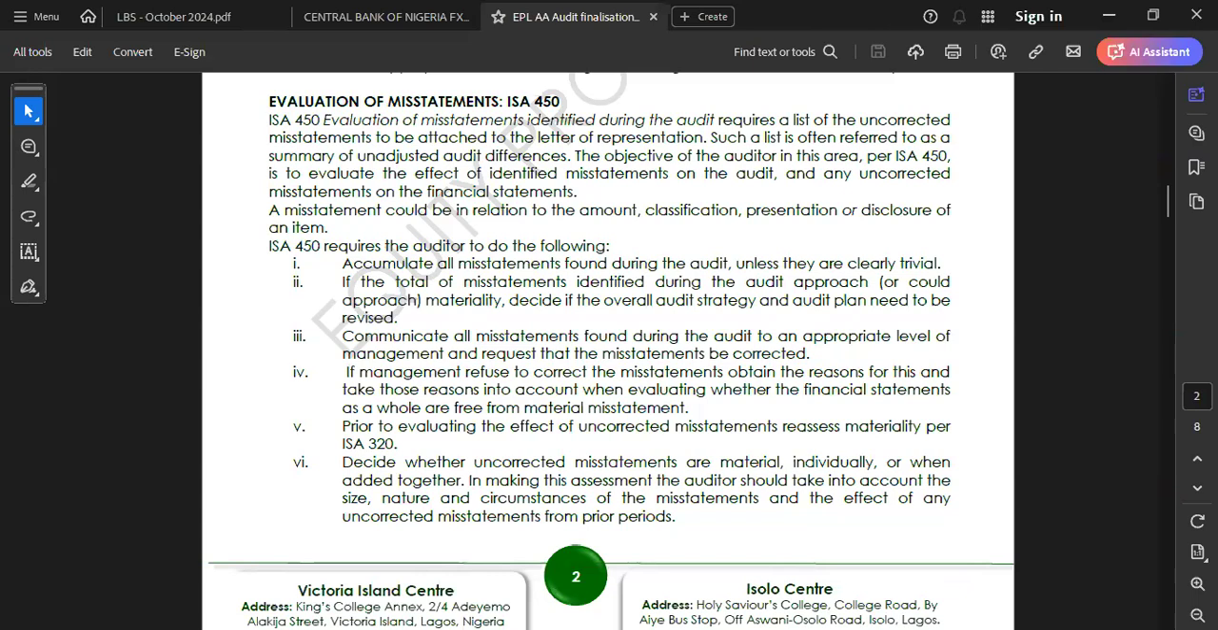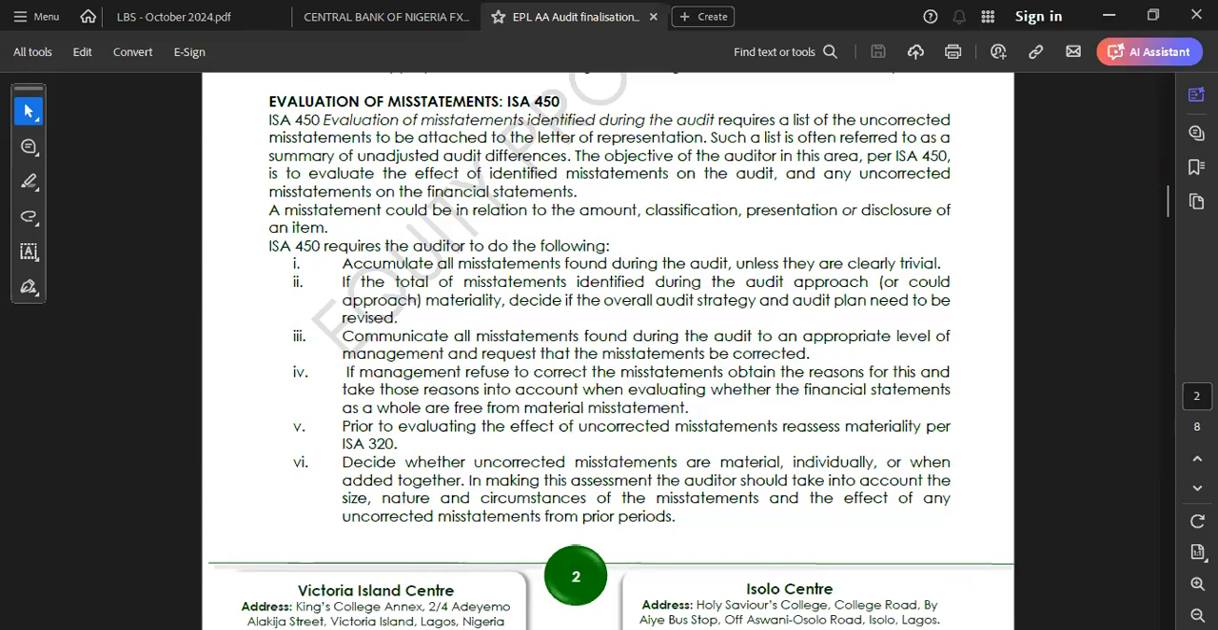The reason why they are not corrected or adjusted is because they don't have effect on the financial statement. But the auditor will still need to document it, along with the letter of representation and audit evidence. So what is ISA 450 saying? The objective of ISA 450 is to consider the effect of all these identified misstatements on the audit, whether uncorrected or corrected. What is the effect on the financial statement?